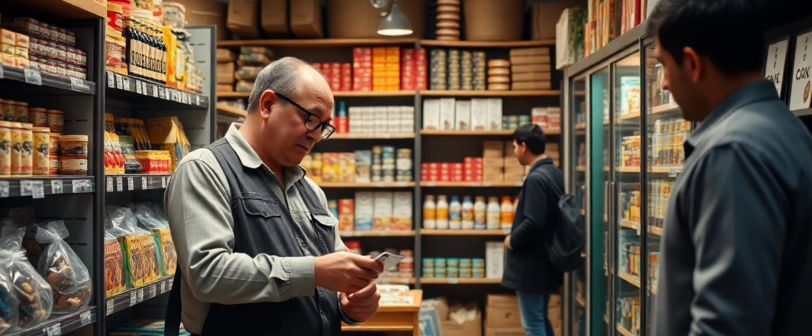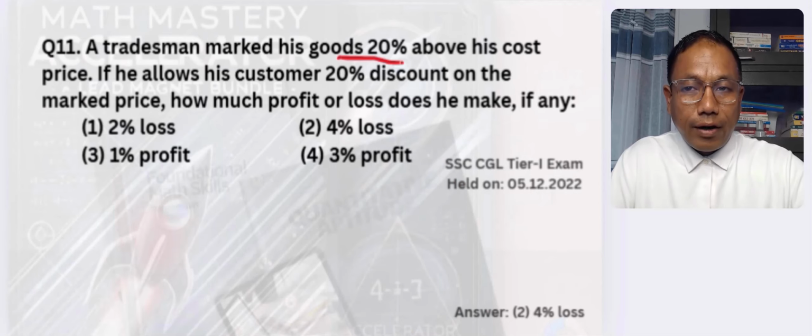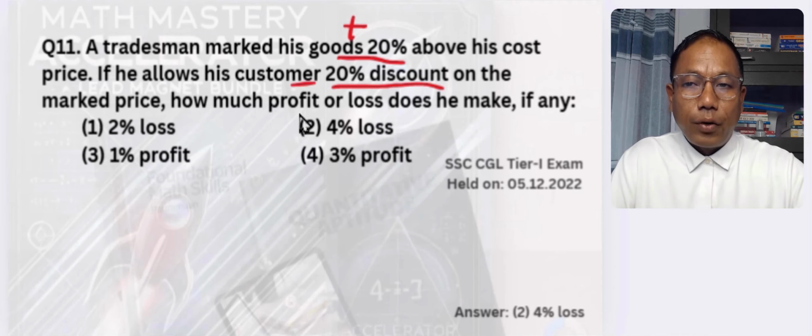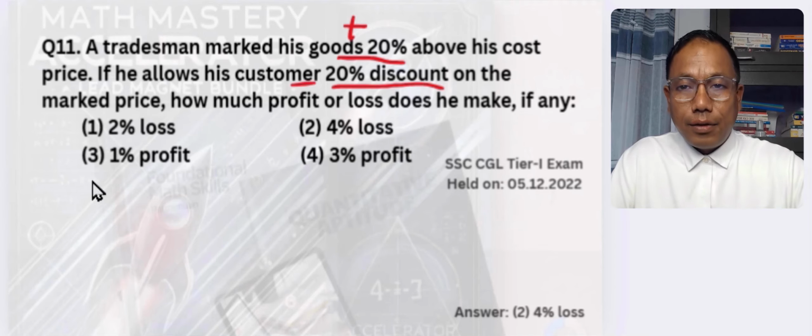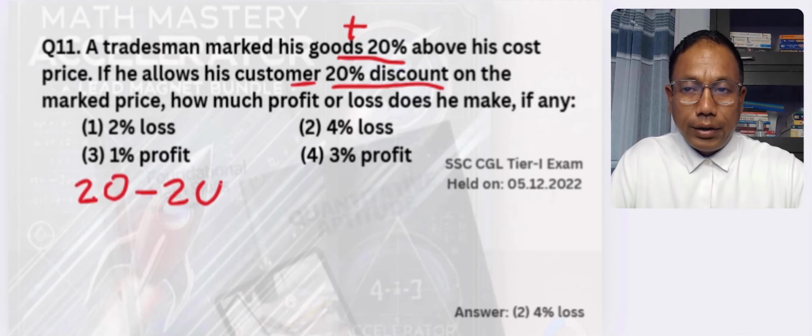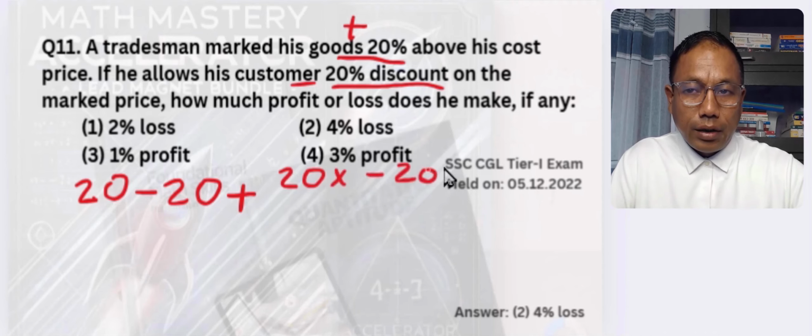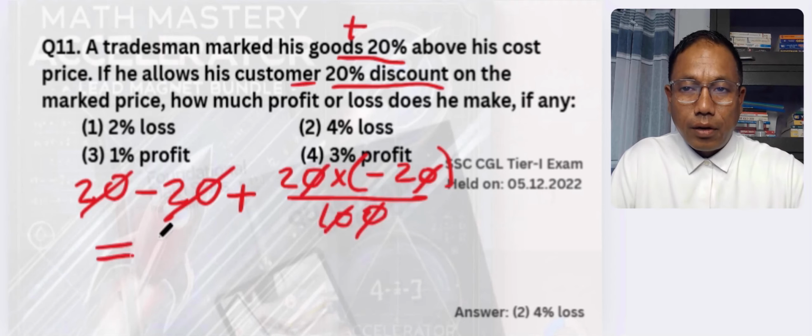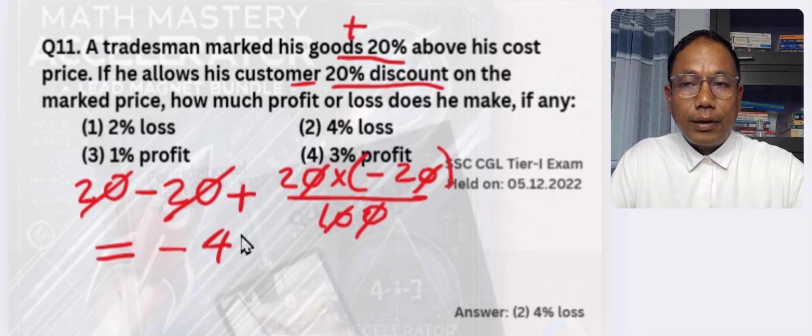Question number 11. Tradesman marks his goods 20% above. Above means plus. His cost price, if he allows his customer 20% on the mark price. 20% discount on the mark price. Discount means minus. How much profit or loss does he make, if any? 20 minus 20 plus 20 into minus 20 by 100. Cancel 0 and 0. 20 minus 20 is 0. Plus into minus is minus. 2 2 are 4. 4% less or 4% loss.